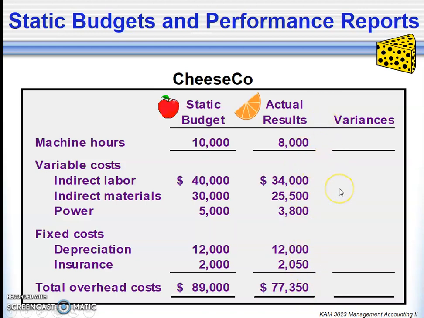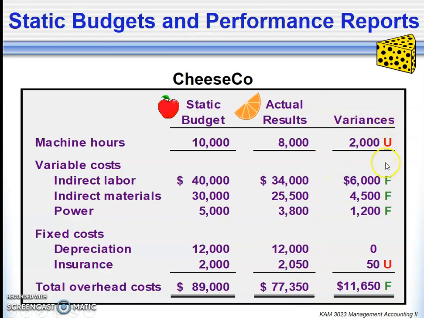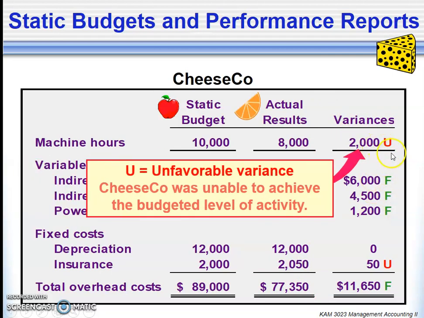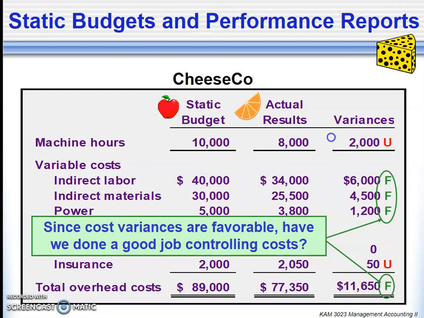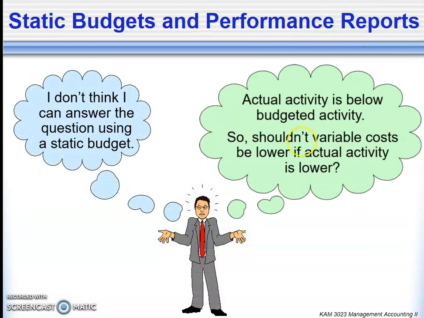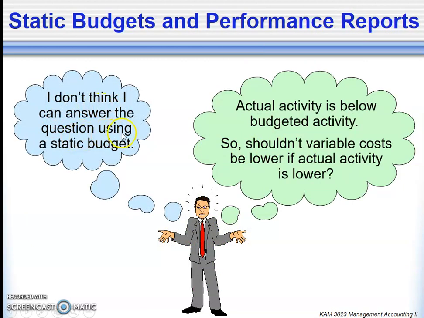So from this, if we take a look at the variance, we got several unfavorable and several favorable variances. But if you take a look, we are actually comparing different levels of activities. So this is not really correct. So I don't think I can answer the question using static budget. Actual activity is below budgeted activity. So shouldn't variable cost be lower if actual activity is lower?